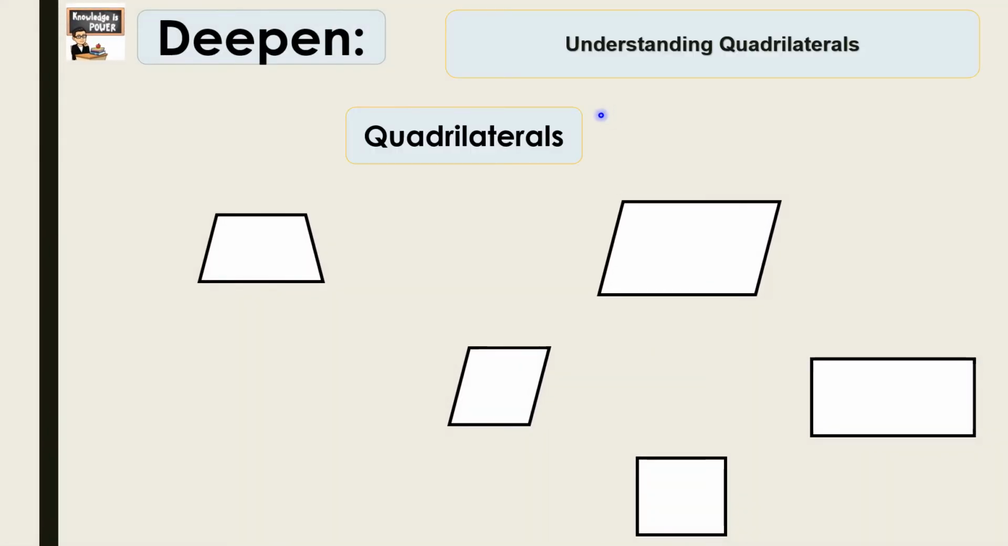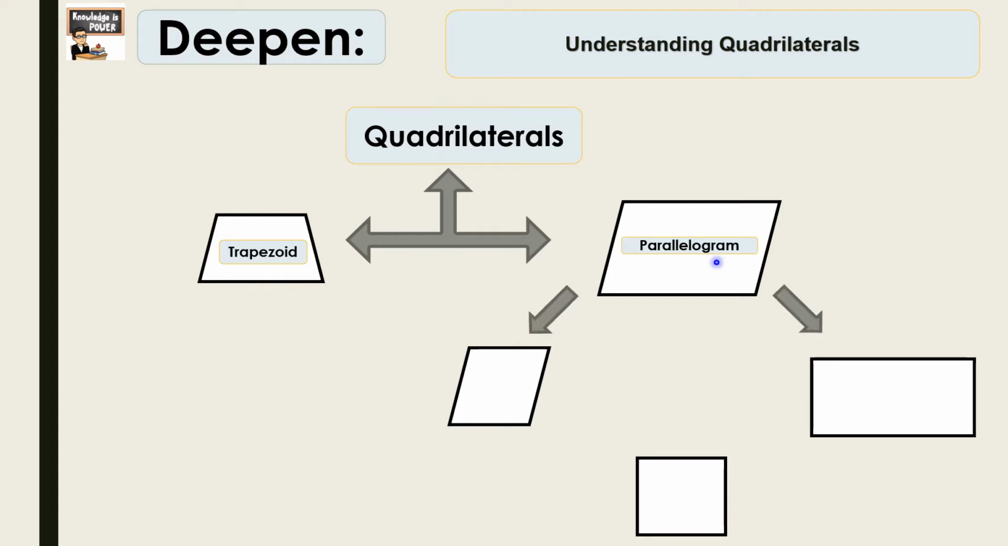So first, you need to know the chart for the quadrilaterals family. This is trapezoid and parallelogram. And parallelogram dissects into two, rhombus and rectangle. And the last part is the square. So these are the charts for understanding quadrilaterals. As you can see, it is also called a quadrilateral family. Okay, so let's know more about it.